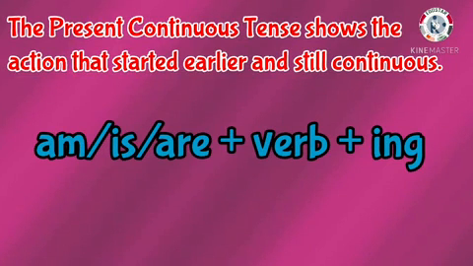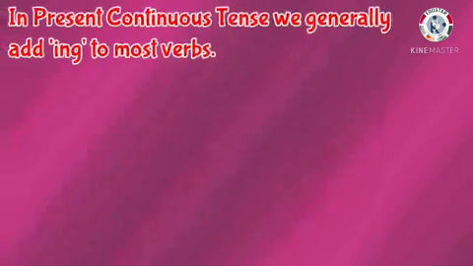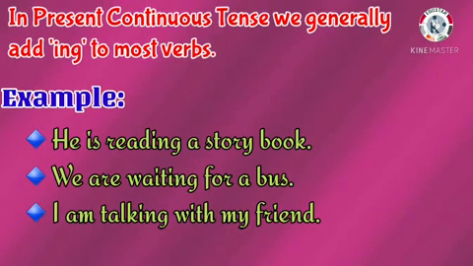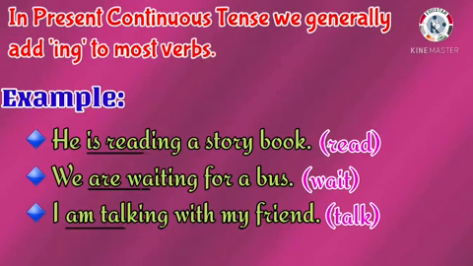So, am, is, or are plus verb plus ing make the present continuous form. In present continuous tense, we generally add ing to most verbs. For example, he is reading a storybook. We are waiting for a bus. I am talking with my friend. Here, in these sentences, with the base verbs, we only added ing.